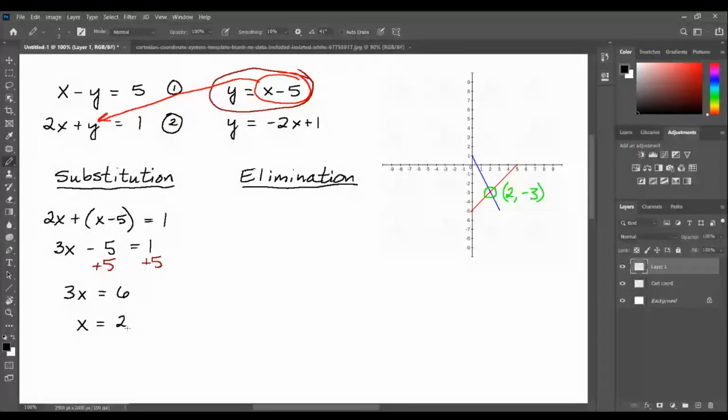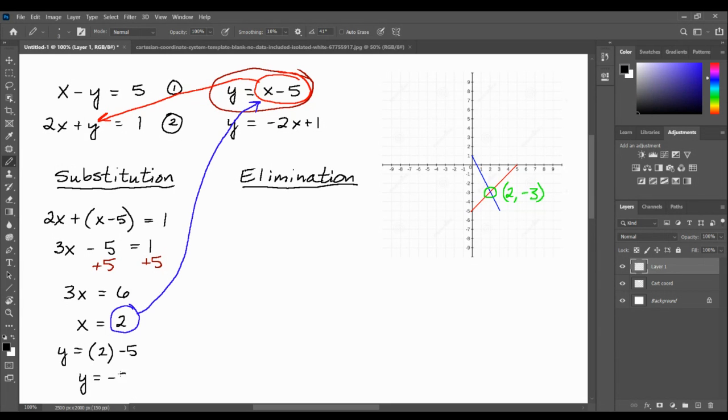x equals 2. Once I know what x equals, I can plug that into any of these equations. It's easiest right there, I think, because we're solving for y at this point. We know that x is 2. So y equals 2 minus 5, which is negative 3. So the point of intersection, based on the substitution method, is (2, negative 3). That's the same thing we got over here when we were solving it graphically.